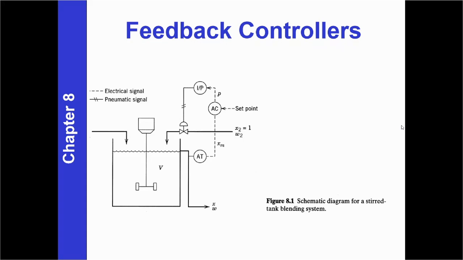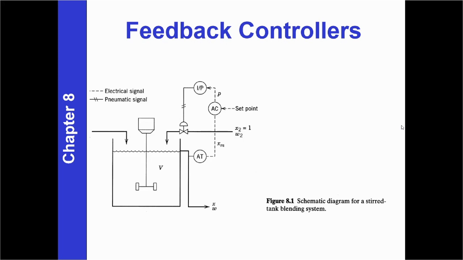Now let us see this schematic diagram for a stirred tank blending system. In control systems, we use a lot of schematic diagrams. You can see a lot of lines, some of them dash lines, some of them solid lines, connecting one element to another in this system, or in this example that you see here, the stirred tank blending system.